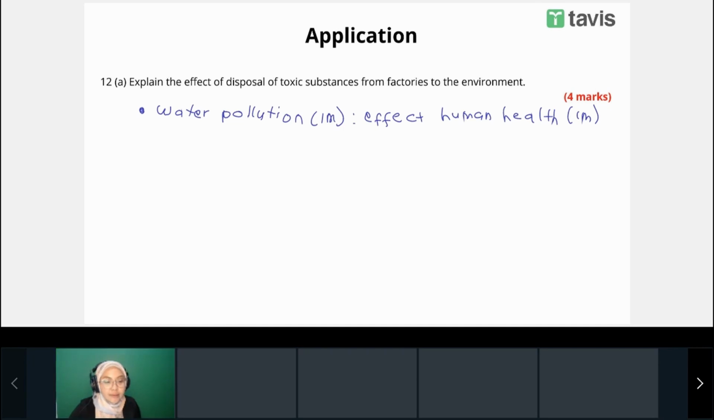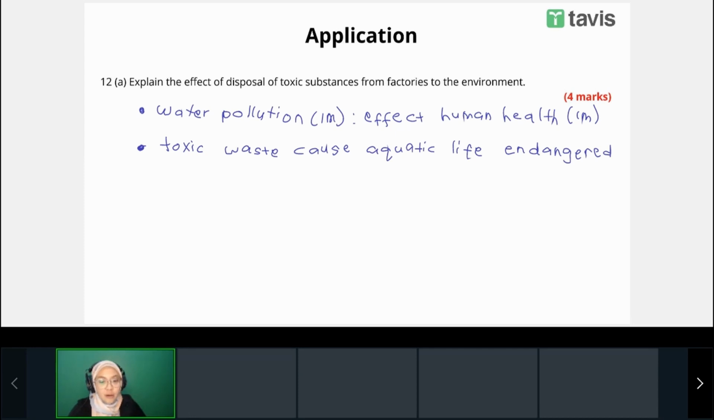How about another reason? Another effect, the toxic waste, it may cause the aquatic animals, right? The aquatic life endangered. Okay, guys, who can live in such a polluted river? Okay, this one, toxic waste cause aquatic life endangered. So, another endangered and die. They cannot live in that kind of polluted water. So, this one, another 2 mark.